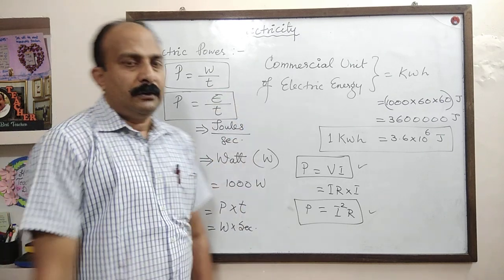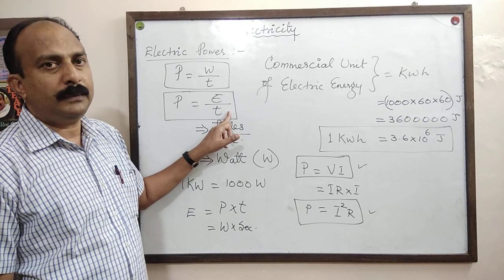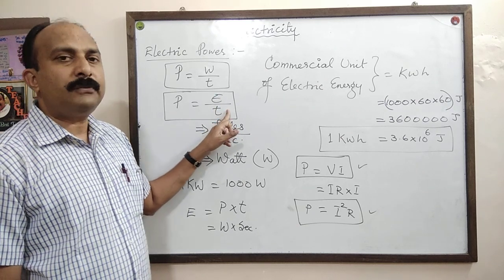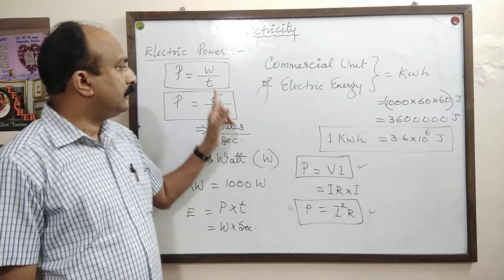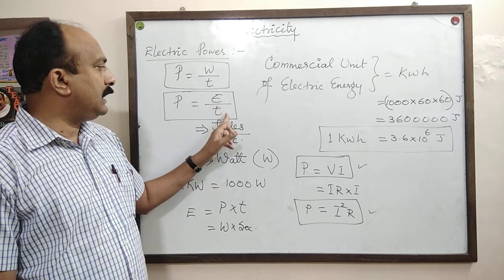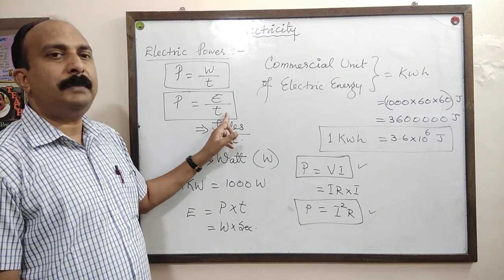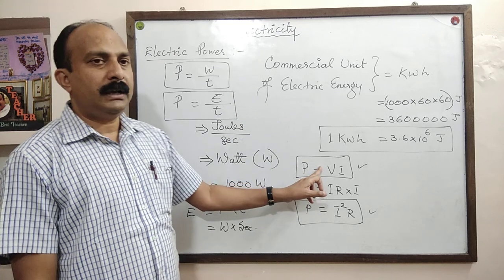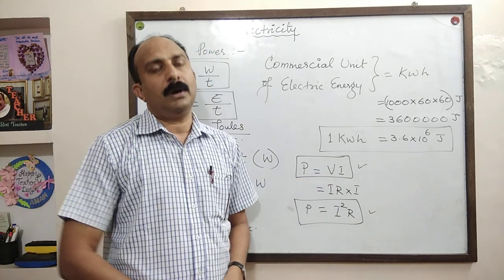But when we come across electric power, these are the formulas used. It is the rate of consumption of electric energy by any device. So E stands for electrical energy consumed and T stands for time. So it is energy consumed per second. Another formula is V into I. Another formula is I square into R.